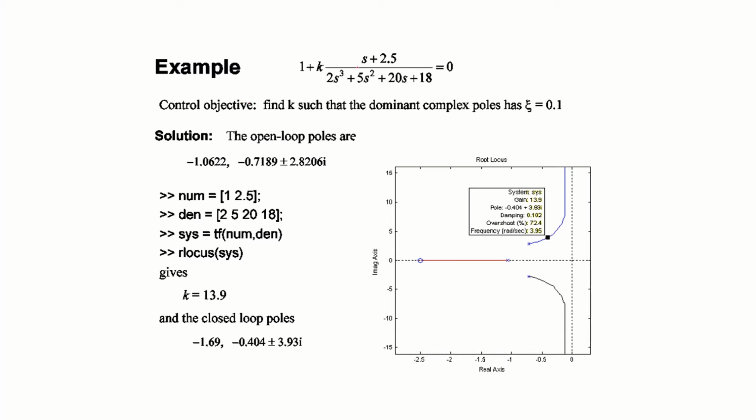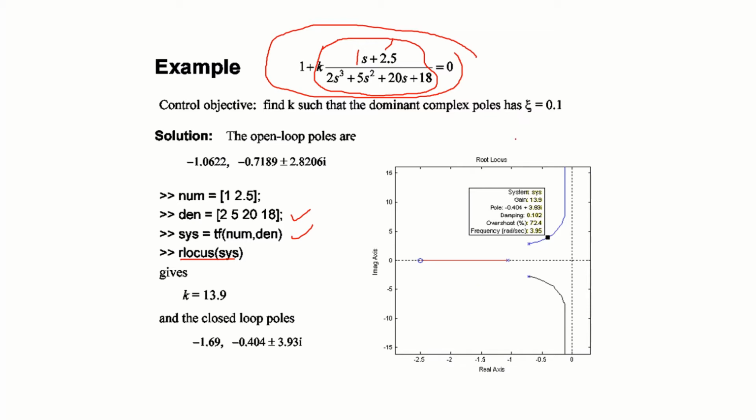Look here now. This is 1 plus G(s)H(s). This is G(s)H(s). Let us say the numerator is [1 2.5]. The denominator is [2 5 20 18]. The transfer function is tf(num, den). rlocus of the system, you say, it will draw the root locus.